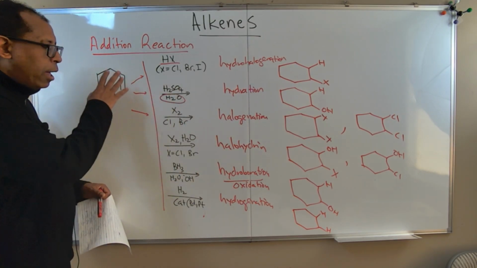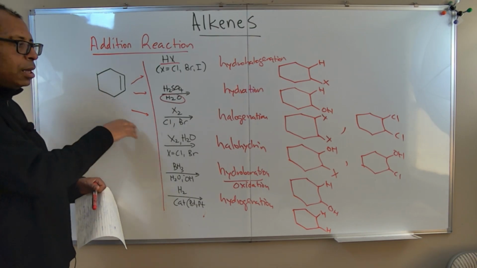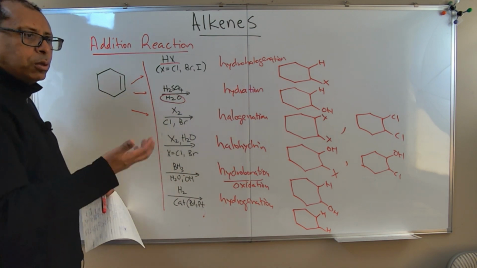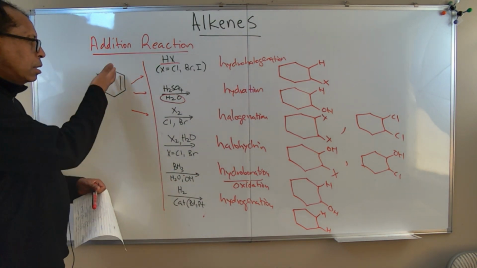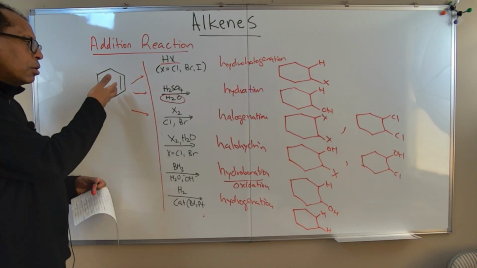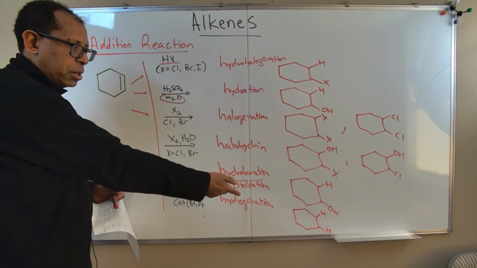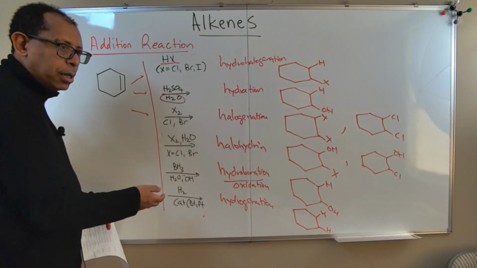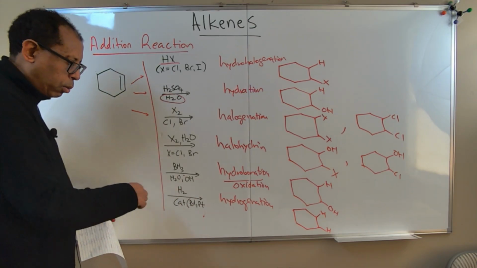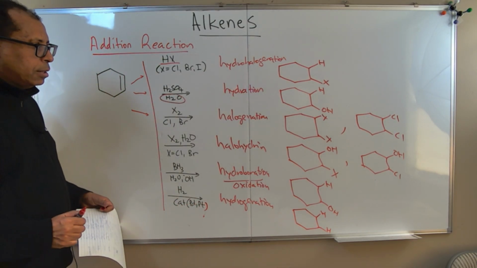Hydrogenation: unsaturated alkenes are converted into saturated alkanes by hydrogenation. That means this is unsaturated, 1 degree of unsaturation. You want to convert it to a saturated system, you use hydrogen over a catalyst, which can be a palladium or a platinum catalyst.